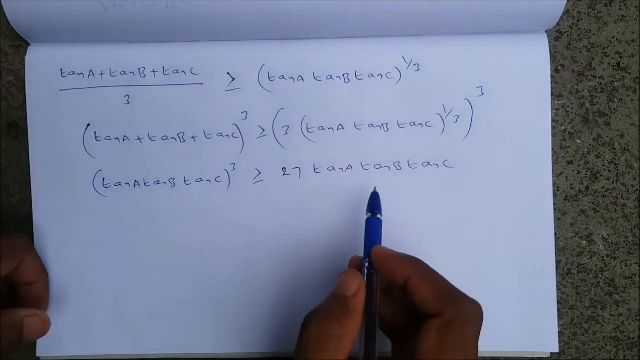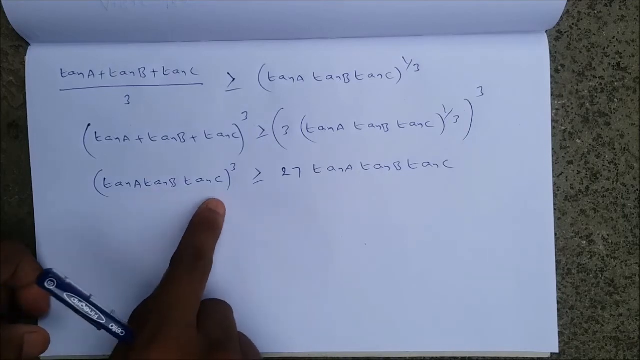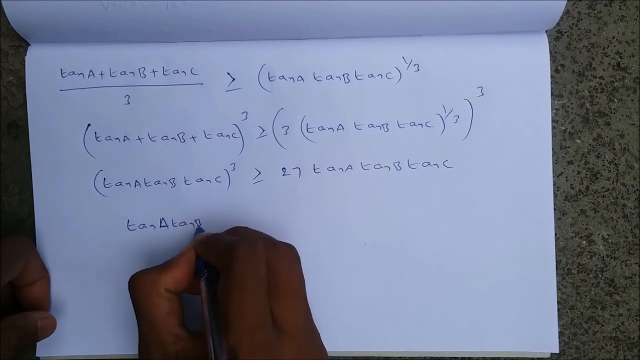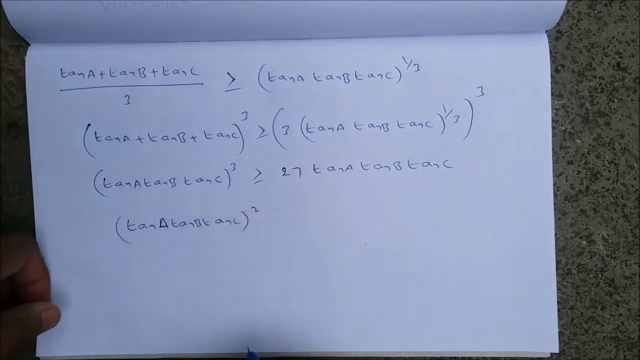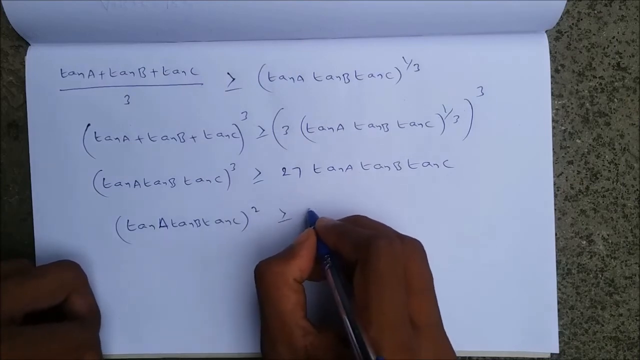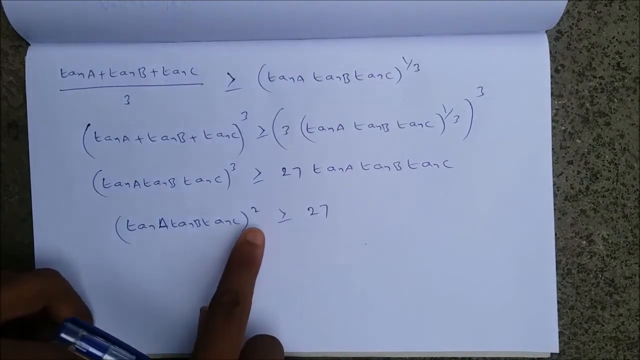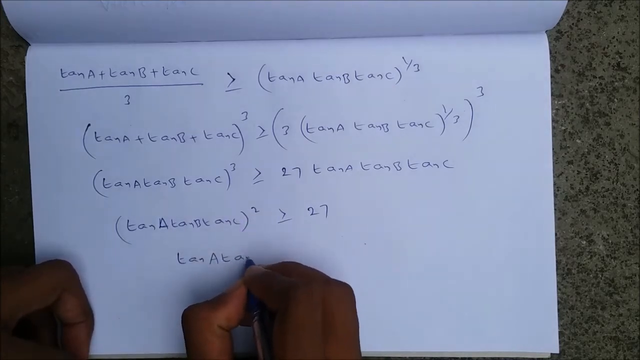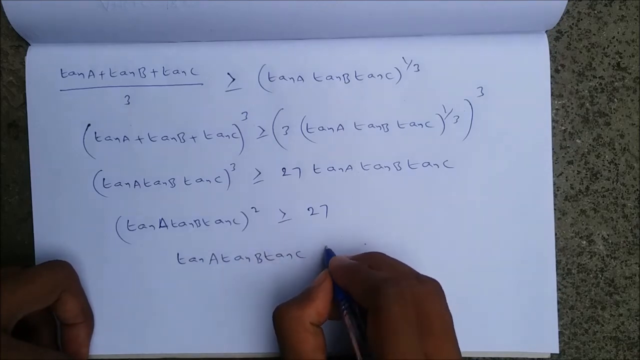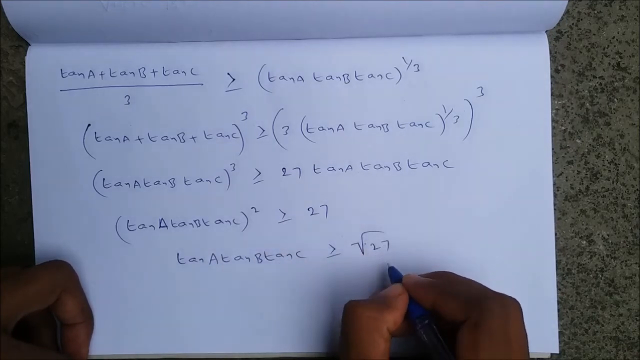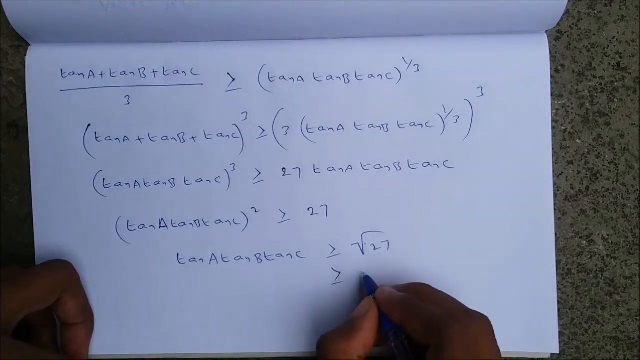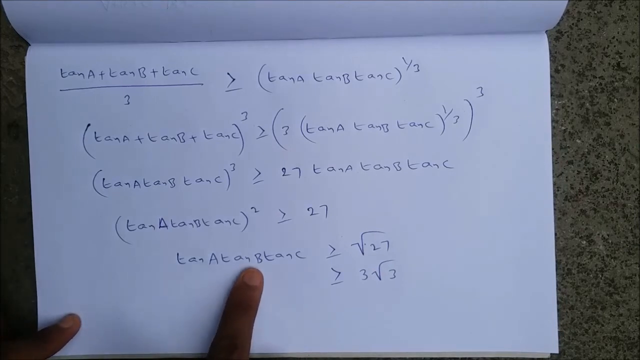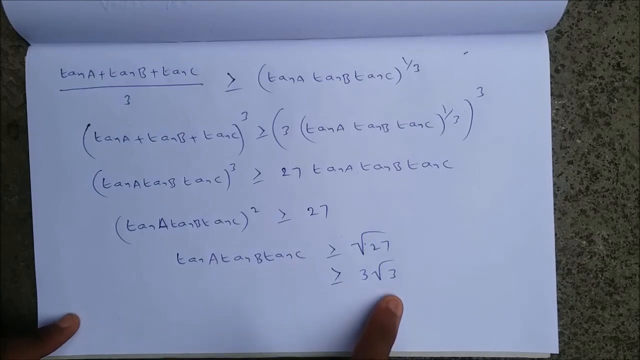Next, here tan A, tan B, tan C is there. Here tan A, tan B, tan C whole power 3 is there. So 1 will cancel. So we remain with tan A, tan B, tan C whole power 2 greater than or equal to 27. Now I don't want this power 2, so I will apply square root on both the sides. So we will get tan A, tan B, tan C greater than or equal to root 27. This root 27 is nothing but 3 root 3. So tan A into tan B into tan C is greater than or equal to 3 root 3.